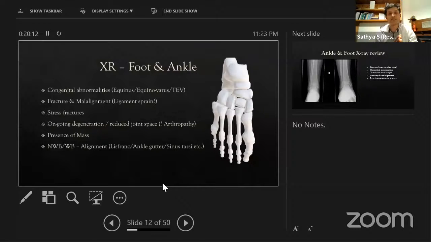And we can also do X-rays non-weight bearing and weight bearing, as I mentioned to you before, for example for the Lisfranc, to understand the ankle, the sinus tarsi, and the syndesmosis area.